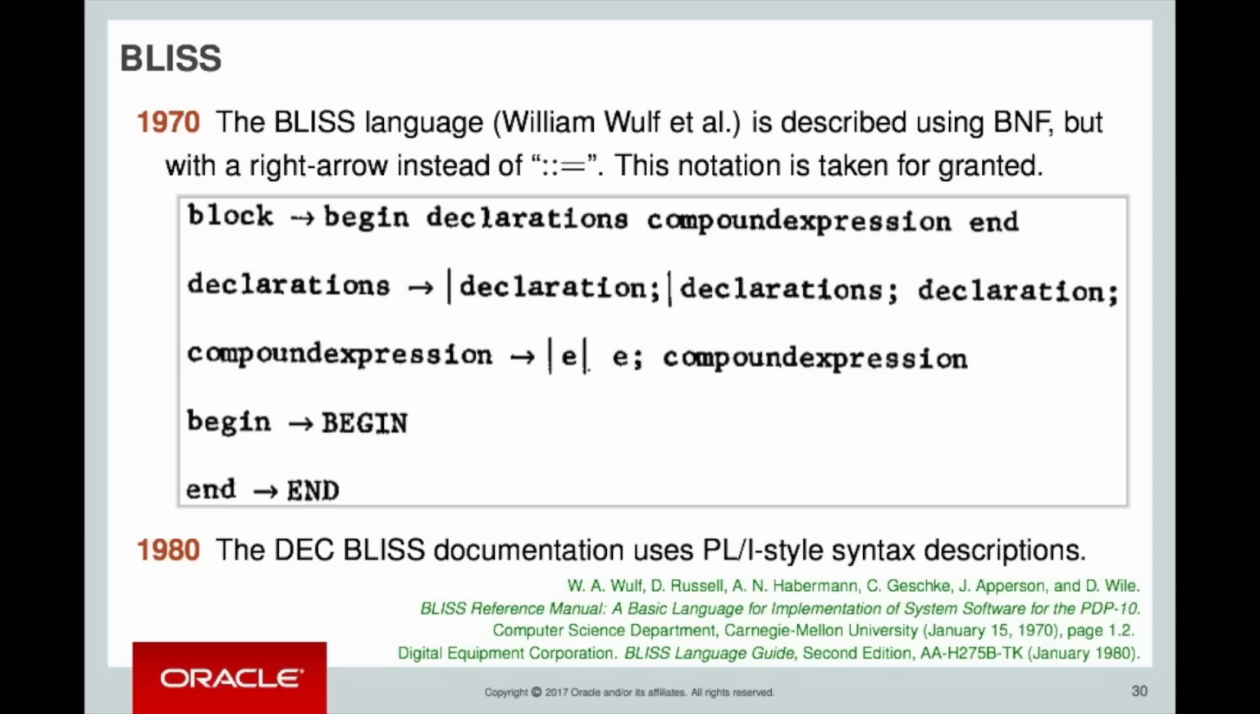1970, the BLISS language is described using BNF, but for some reason they used a right arrow instead of ::=. You can see that in the example here. And this notation is taken for granted in the report. They don't even bother to describe the BNF notation. On the other hand, 10 years later, the Digital Equipment Corporation BLISS documentation used PL/1 style syntax descriptions rather than this pure BNF.